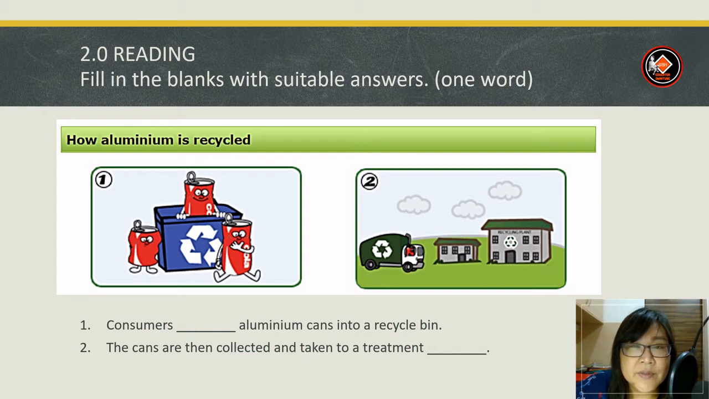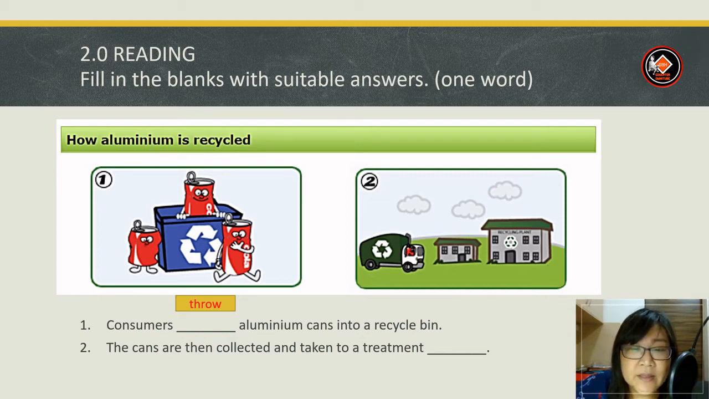Fill in the blanks with suitable answers. You must use only one word. How an aluminum can is recycled. Number 1, consumers blank aluminum cans into a recycle bin. Number 2, the cans are then collected and taken to a treatment blank. So the answer, consumers throw aluminum cans into a recycle bin.